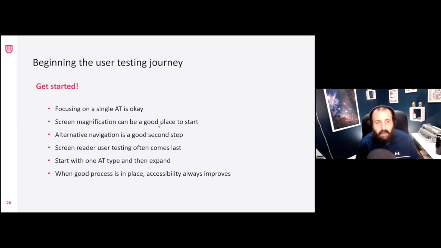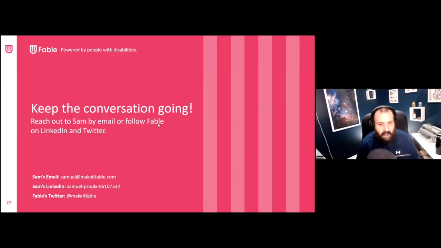Next, you can expand into what we call alternative navigation. So that's folks who are using voice dictation, who are using adapted keyboards, adapted mice, that sort of thing. Because again, they're still using vision. And so they're still interpreting the user interface in a similar way to how you do. And then lastly, you can expand into screen reader testing. And when you do this, you'll also find that the processes you put into place, the things you learn, and the changes that you make for one AT type expand out and are useful to those other AT types as well.